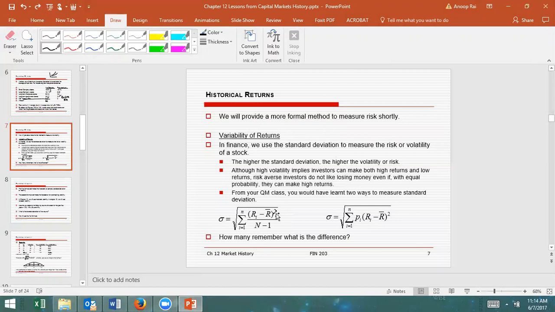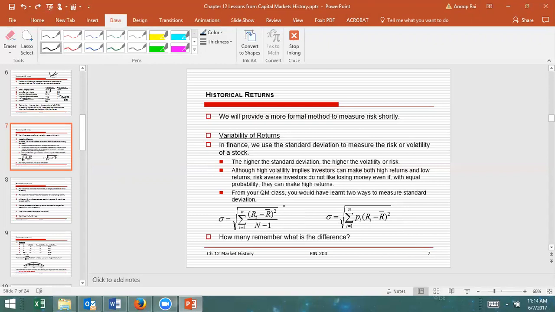Now, I'm not sure if that was done in your QM class, but we have two ways of defining standard deviation. One is a formula where you take R minus R bar squared over N minus 1. And the other is P1 R minus R1 bar squared. How many of you remember what the difference is?